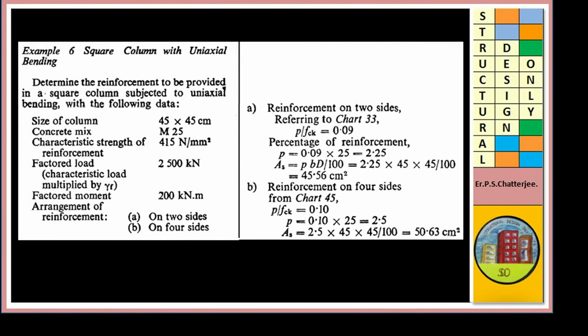Example 6, square column with uniaxial bending. Determine the reinforcement to be provided in a square column subject to uniaxial bending with the following data: size of column 45 by 45 centimeter, concrete mix M20, characteristic strength 415 Newton per millimeter square, factored load 2500 kilonewton, factored moment 200 kilonewton meter.